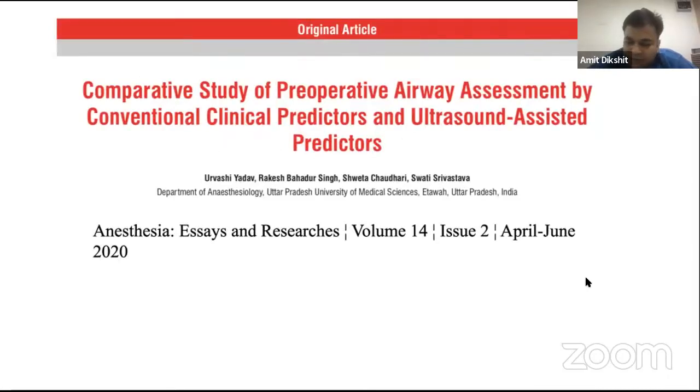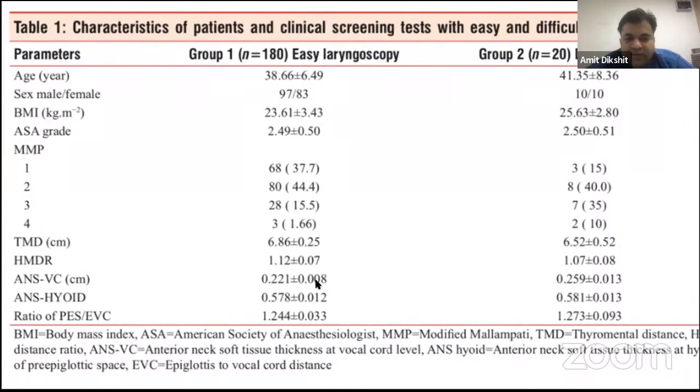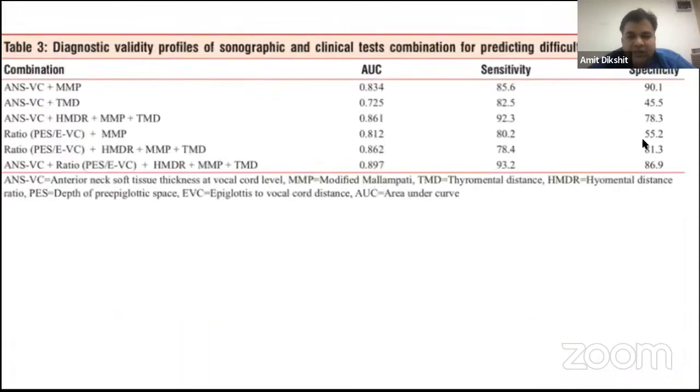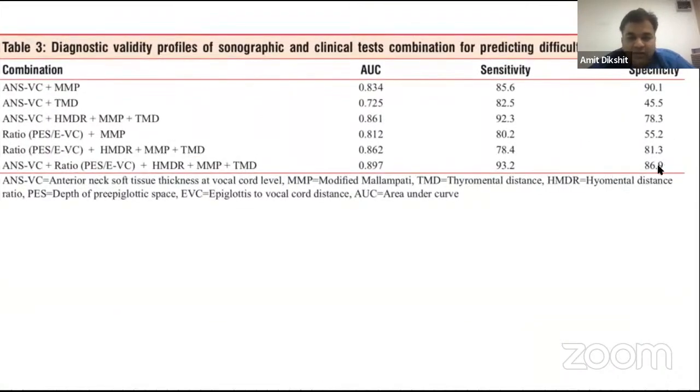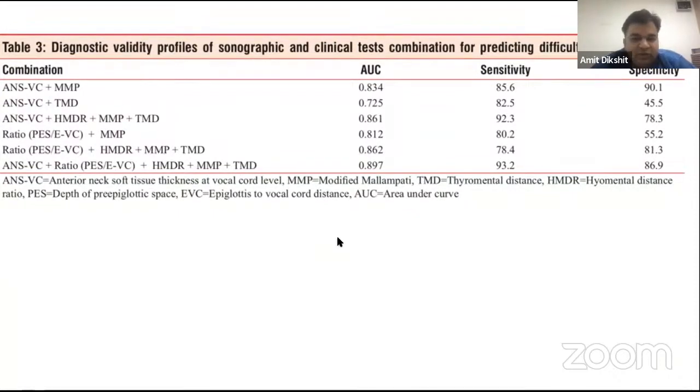This was another article in 2020, and I was just re-emphasizing this point that all these ultrasound parameters should be used in combination with Mallampati, with thyromental distance, with all the regular parameters. Where we have combined these, the specificity and sensitivity increase to near around 90%. So you can see here 93 and 86 when they have combined skin to anterior commissure distance, periepiglottic space to epiglottis and vocal cord ratio, hyomental distance ratio, the Mallampati and TMD, so thyromental distance. So the combination strategy works very well.